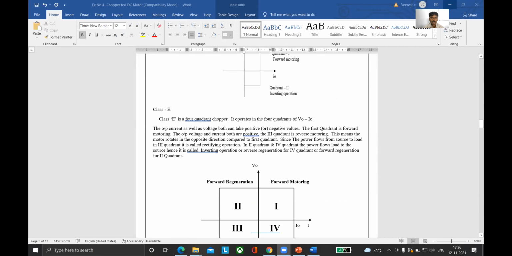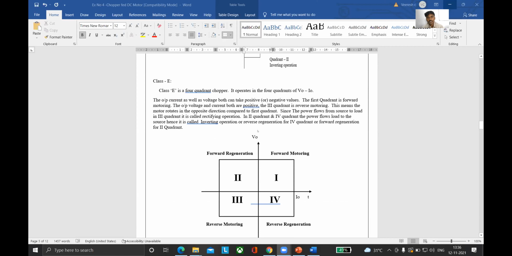But in the case of class E chopper, it will operate in the four quadrants. It will operate in the first quadrant, the second quadrant, the third quadrant, and the fourth quadrant. Forward motoring in the first quadrant, and forward braking in the second quadrant, also called forward regenerative braking. In the third quadrant, reverse motoring, and in the fourth quadrant, reverse generation or reverse motoring.